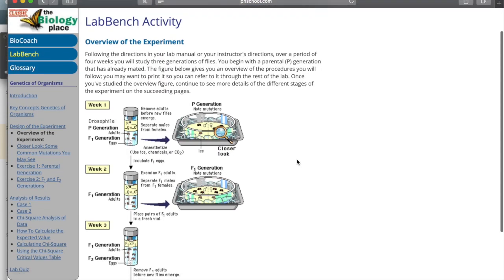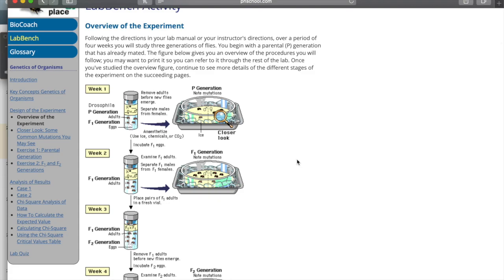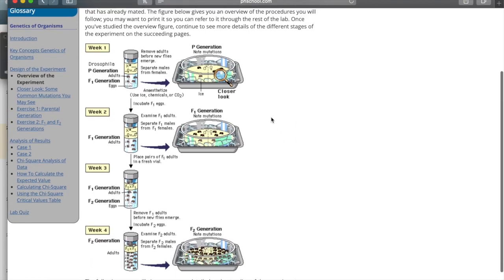And now this is going to be the procedure of the lab. Following directions in your lab manual or your instructor's directions, over a period of 4 weeks, you will study 3 generations of flies. Now keep in mind, this is all virtual. We're not actually doing this in class. You begin with a parental pea generation that has already mated. The figure below gives you an overview of the procedures you will follow. You may want to print it so you can refer to it through the rest of the lab. You won't need to do this. If anything, you can just easily backtrack and take a look at it later, but you can print it if you'd really like. Once you've studied the overview figure, continue to see more details of the different stages of the experiment on the succeeding pages.